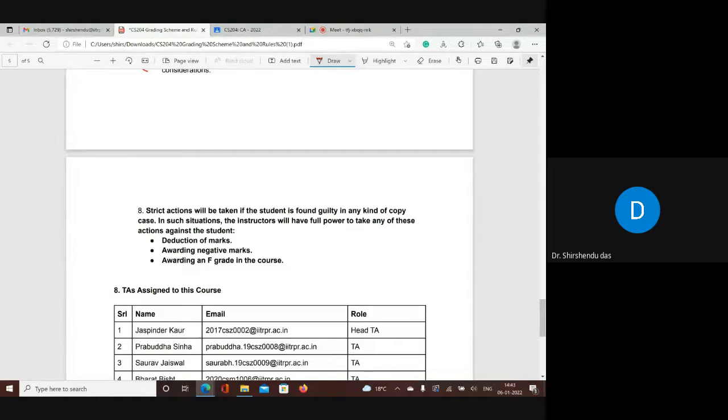So the first action is deduction of marks. I may deduct marks. I may give you negative marks. If I find you copying something, then I may give you -5 or -6. In the worst case, I may give you an F grade also, and I will not listen to anything at that time. So this is a very serious point, and you have to understand.